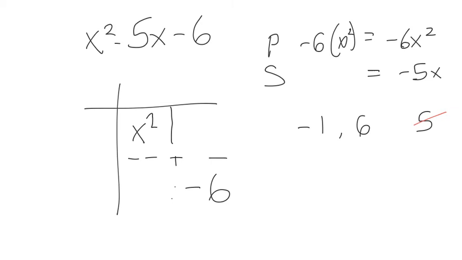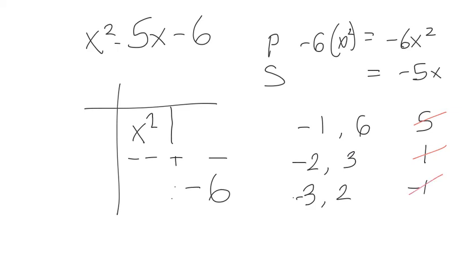Let's see. Other numbers that could multiply to give me negative 6. Well, I could take negative 2 and positive 3. Those two numbers would multiply to give me negative 6. But if I add those together, I get positive 1. Right? 3 minus 2 is 1, so that's not going to work either. Maybe I'll try negative 3 and positive 2. So negative 3 and positive 2. No, that's not going to work because if I add those together, then I get negative 1. So that's not going to work either.